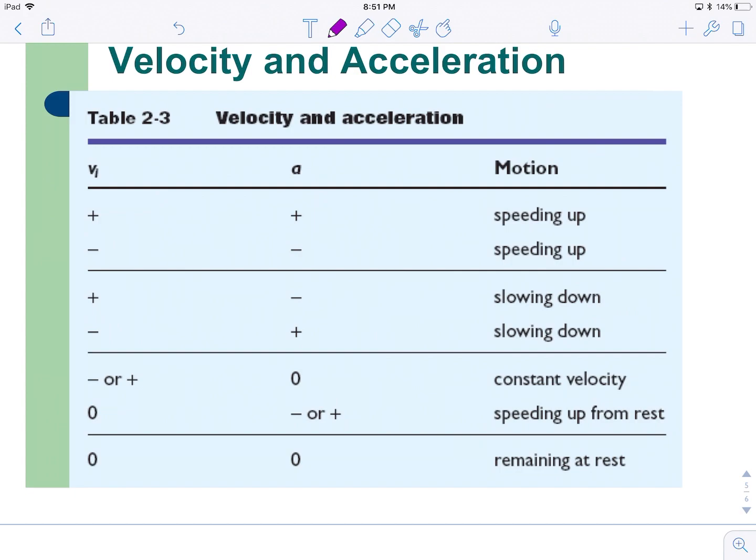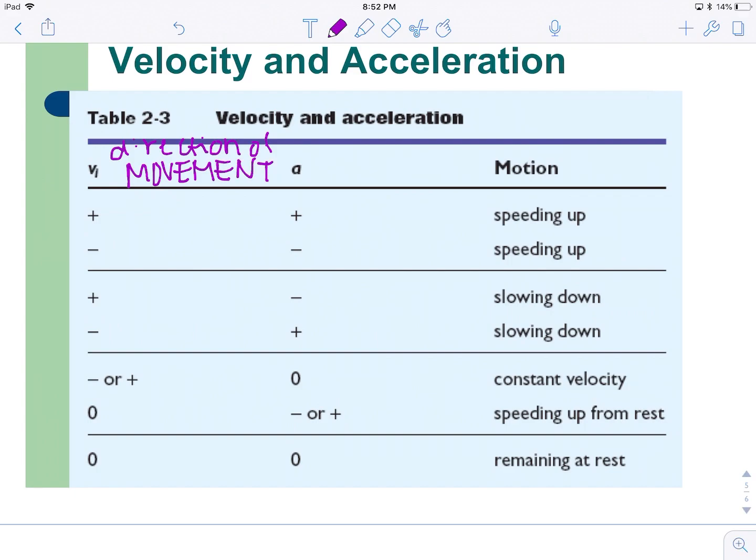First, I want you to think about velocity. A positive or a negative velocity doesn't tell me anything other than the direction that the object is moving in. So when you see a velocity with a direction attached, just think of that as the direction of the movement, the direction the object is moving in, positive or negative direction.